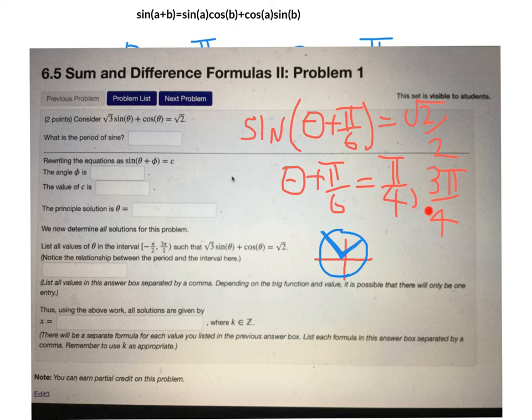Then, of course, to each of these you can add 2k pi, right? Pi over 4 plus 2 pi, plus 4 pi, pi over 4 minus 2 pi, etc., or 3 pi over 4 plus 2k pi. So that's all there is. I think you can finish the rest of it from here.